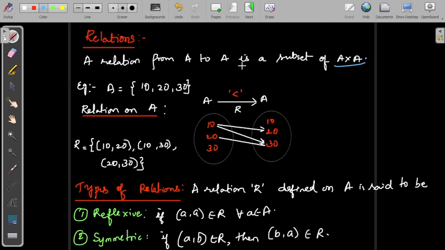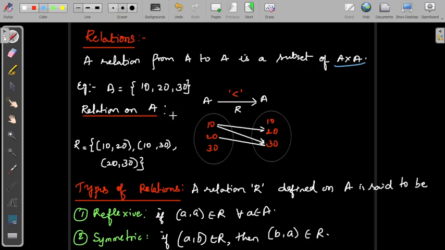So a relation from A to A is nothing but a subset of A cross A. A cross A is nothing but the Cartesian product. The Cartesian product of two sets is also already defined in the relations of 11th class mathematics. So if you have not watched that, please do watch first to get to know about the idea of Cartesian product. So a relation from A to A, here we are concentrating on the relations from a set to itself. It is a subset of A cross A.